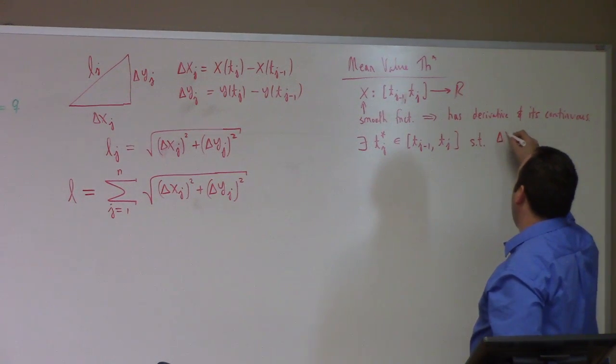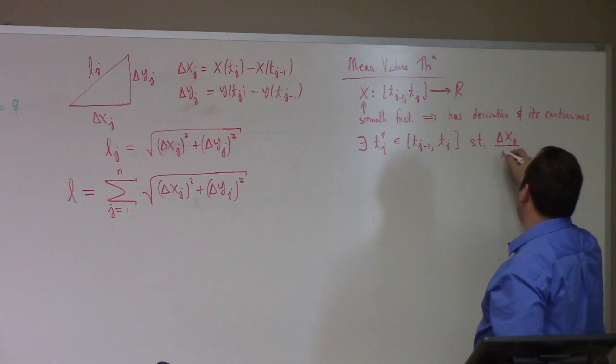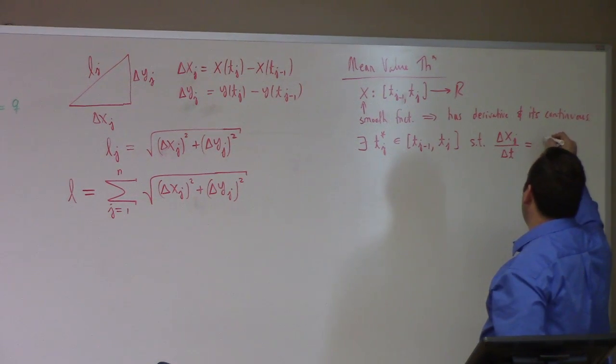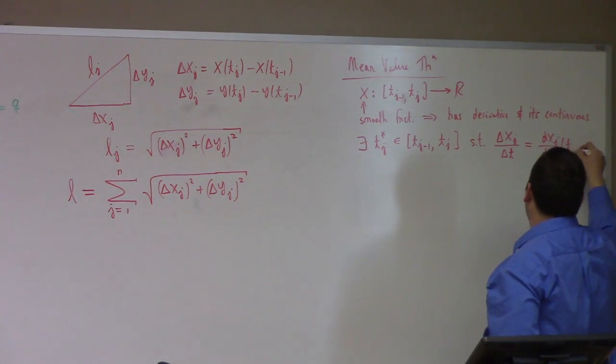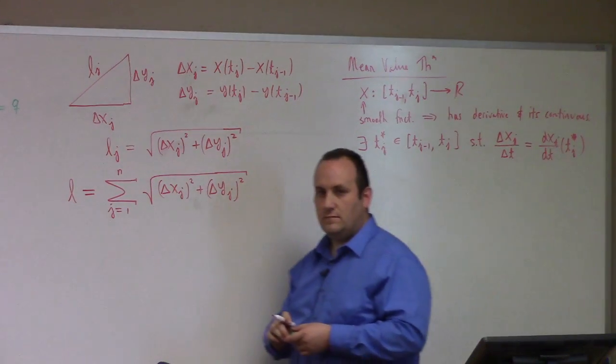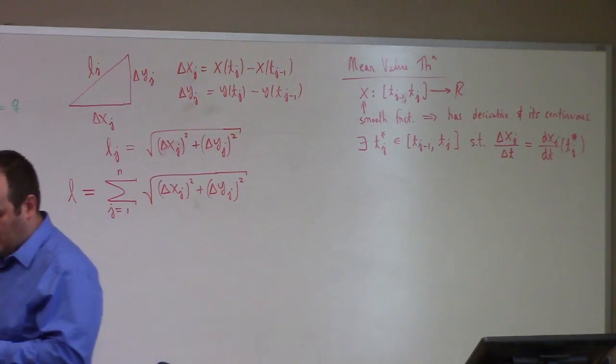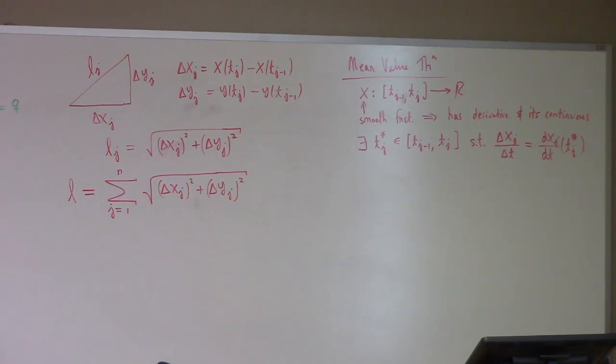The average rate of change is equal to the instantaneous rate of change, right? At t star. That's what the mean value theorem says. It says that if your function is differentiable over some closed interval, then you can find a point in the interior, or possibly at the endpoints, I suppose, of the interval, such that the instantaneous rate of change is equal to the average rate of change.